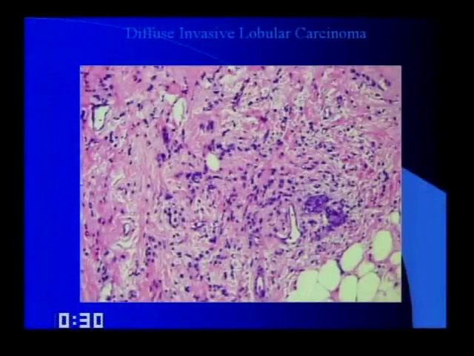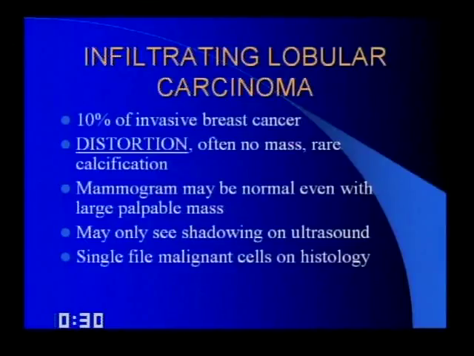And this is just a pathology slide of these tumor cells, which go sort of singly in the stroma. They're not in the ducts, infiltrating lobular cancer. It's 10% of invasive breast cancer. It presents with distortion. Often there's no mass. It rarely calcifies as opposed to infiltrating ductal cancer. The mammogram may be normal even with a large rock-hard mass, as in this case, and you may only see shadowing on the ultrasound.